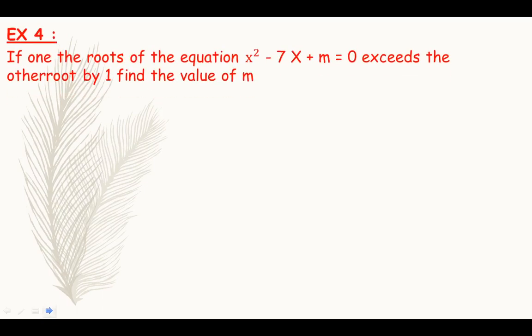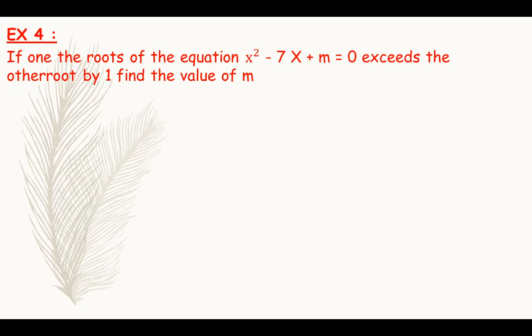If one of the roots of the equation x power of 2 minus 7x plus m equals 0 exceeds the other root by 1, find the value of m. Oh, one of the important examples. Here we know that the quadratic equation has two roots. One of them is called L and the other root is called m. But here we have a relation between the two roots. What is the relation? That one of them exceeds the other root by 1.